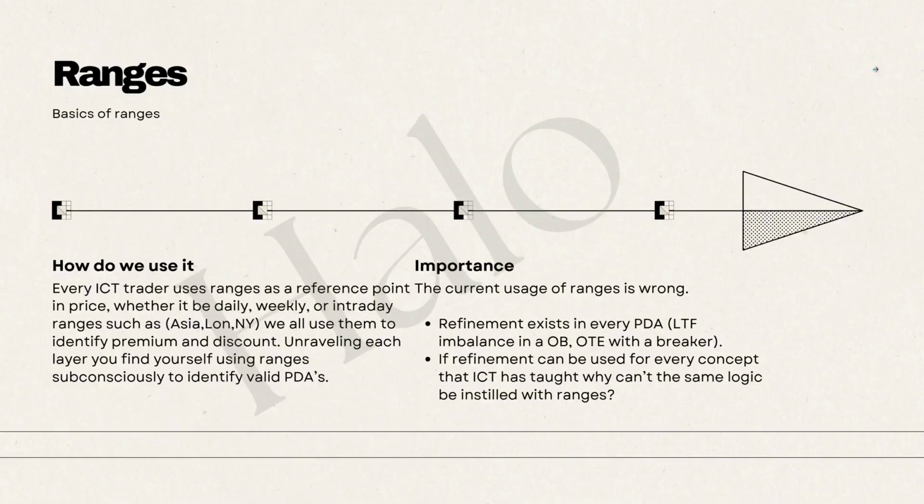So ranges, right? The basics of ranges, right? How do we use it? Every ICT trader uses ranges as a reference point in price, whether it be daily, weekly, or intraday ranges such as Asia, London, New York. We all use them to identify premium and discount. Unraveling each layer, you find yourself using ranges subconsciously to identify valid PDAs.